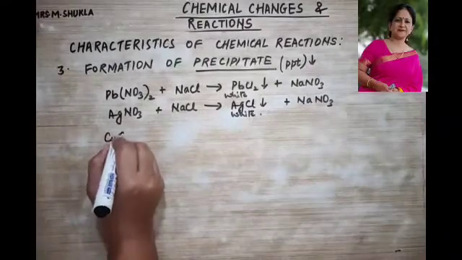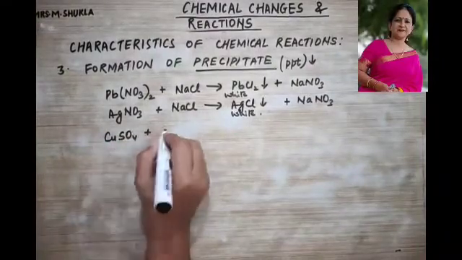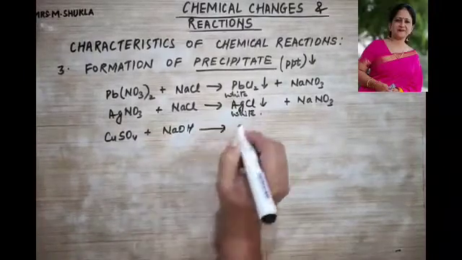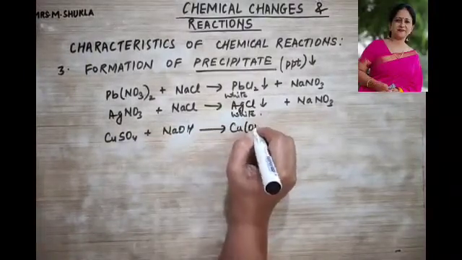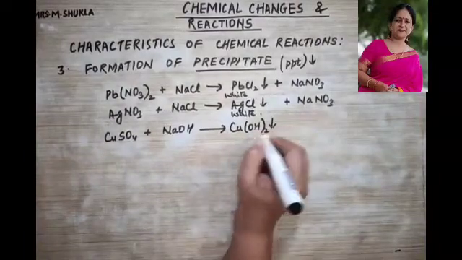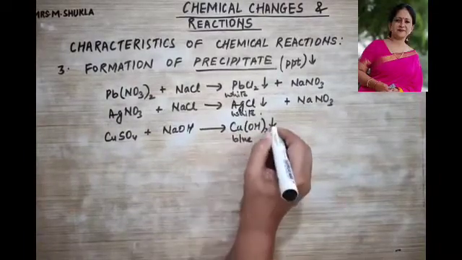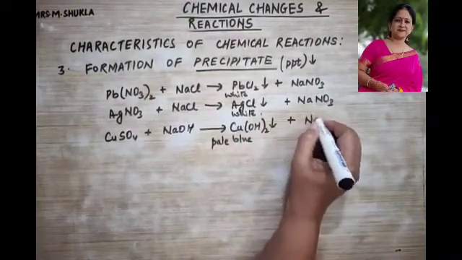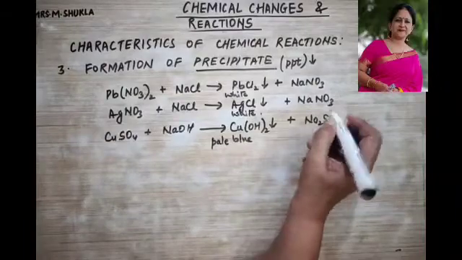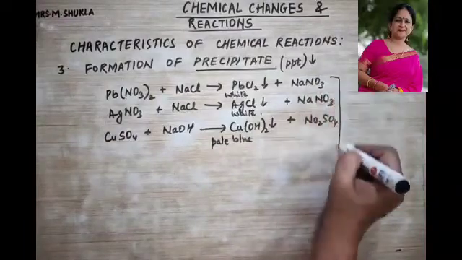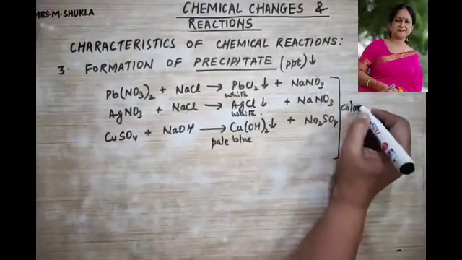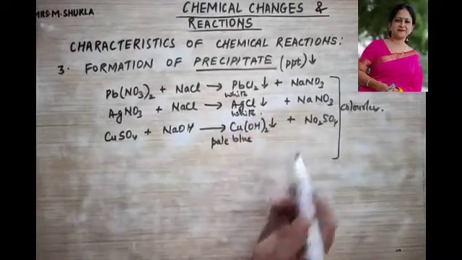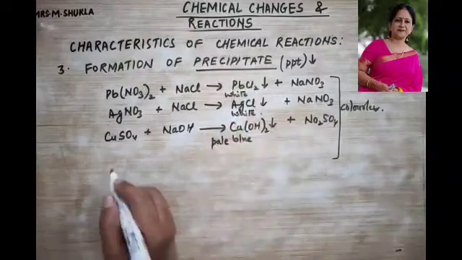Take another example. Copper sulfate when treated with sodium hydroxide is going to form Cu(OH)2, which is a pale blue PPT, plus Na2SO4. These are all colorless substances, whereas the PPTs, they are colored or maybe colorless.